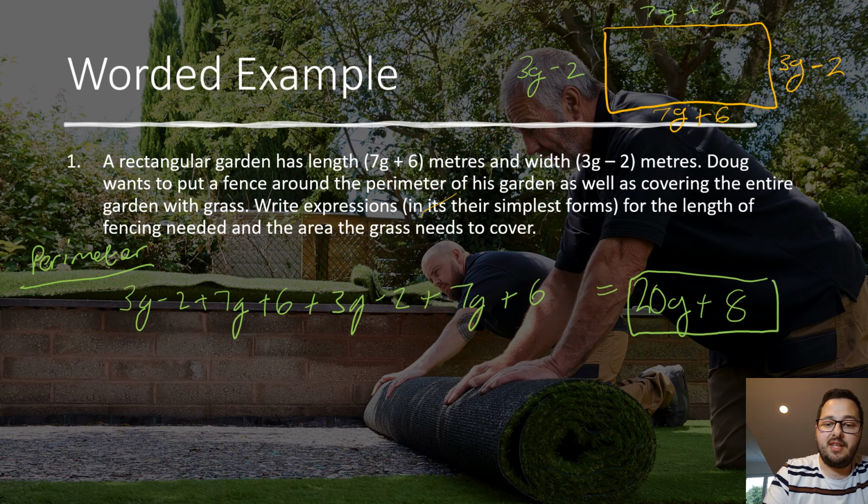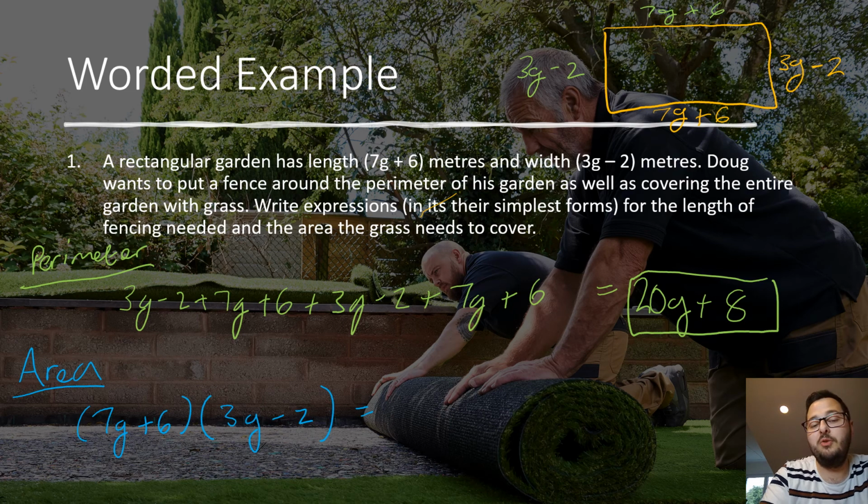And then the area then, so let's grab a different colour. So we just need to know the area of a rectangle, which is base times height. So the area is going to be 7g plus 6 times 3g minus 2. And that's where we can use what we've learned today. So let's times the first two together. So 7 times 3 is 21.